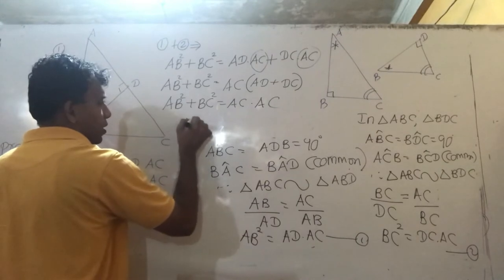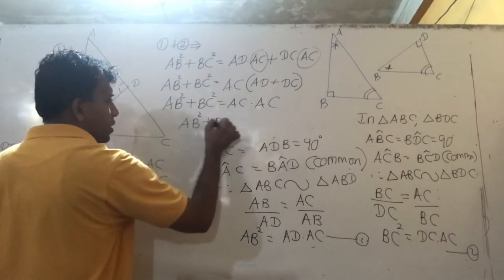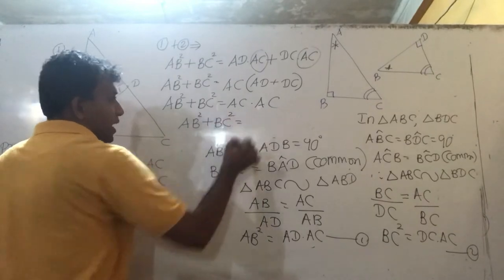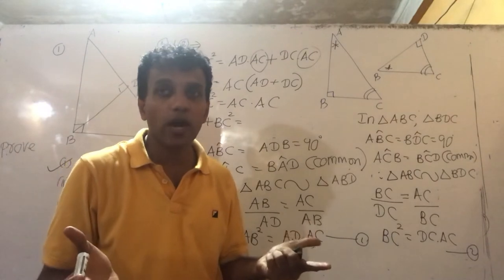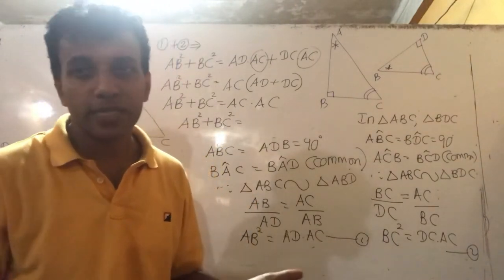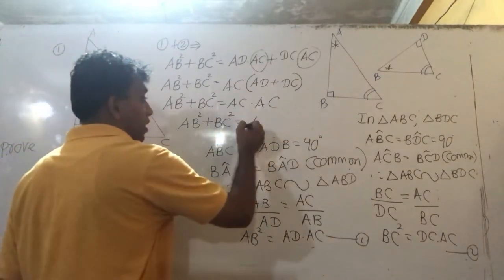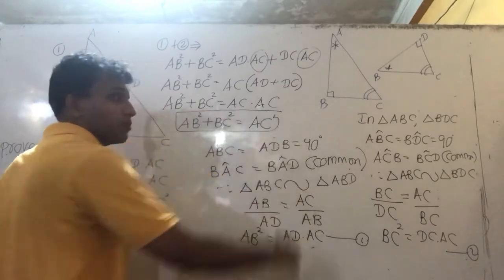So what is that? AB square plus BC square equals AC into AC. X multiplied by X is X square, Y multiplied by Y is Y square. So AC multiplied by AC is AC square. It's the useful answer, third part, right?